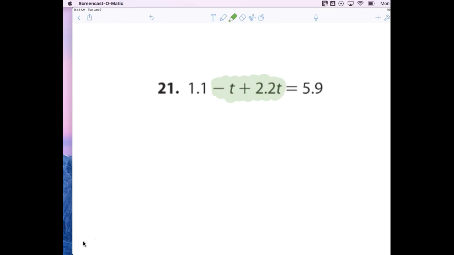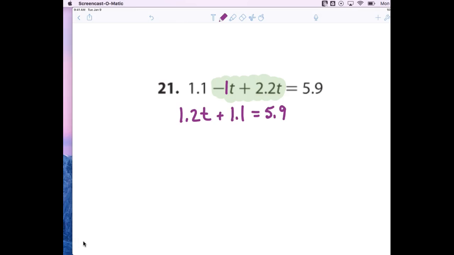So I want you to try to tell me what this is. You have to combine. So negative 1 plus 2.2. 1.2. Or you can say 2.2 minus 1. Yes, 1.2. Does everybody see that? That was kind of hard. 1.2t plus 1.5 equals 5. Very good.